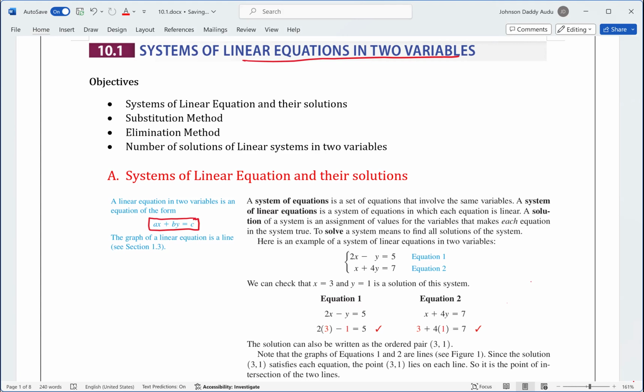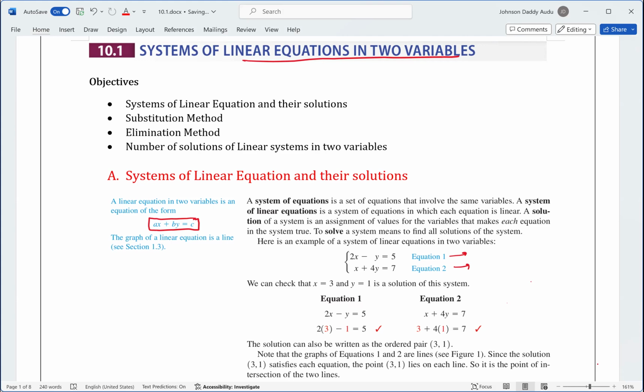For example, if you look at this, this is equation 1, this is equation 2. Both of them are linear, right? So if you have both to be linear, then you have a linear system. It could be more than 2 equations, it could even be 100 equations, but as long as all the equations are linear, then you have a linear system.